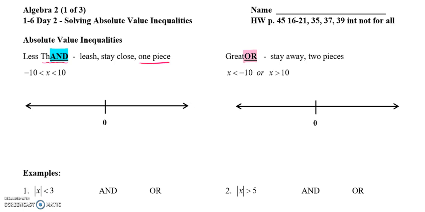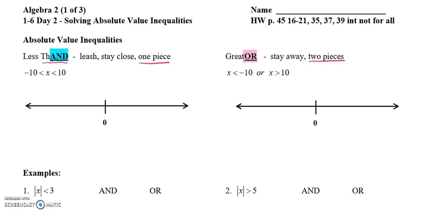Greater, we're going to misspell "greater" and think "great-or". That's where you've got to stay back. That's the 6 feet apart, that is the social distancing. Stay away. When we graph that, we're going to have two pieces.